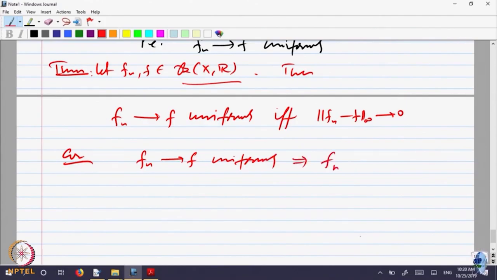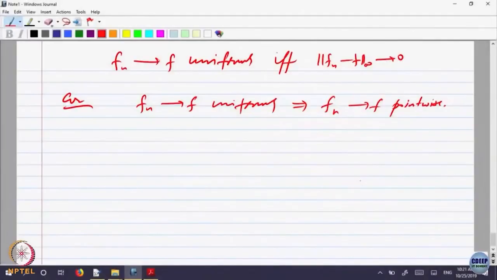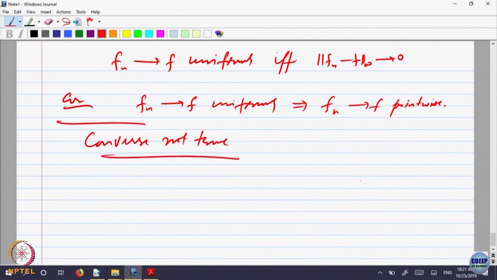Obviously, a corollary of this is that f n converges to f uniformly implies f n converges to f pointwise. Obvious, because saying f n converges to f uniformly means the norm of f n minus f goes to 0, and saying pointwise is that the absolute value of f n x minus f of x goes to 0. That is one of the terms over which the supremum is being taken. The converse we have already seen does not hold. We have already seen many examples of sequences which converge pointwise but not uniformly.